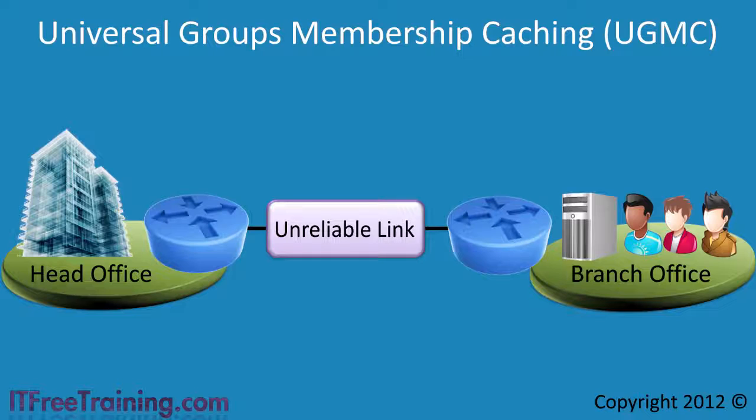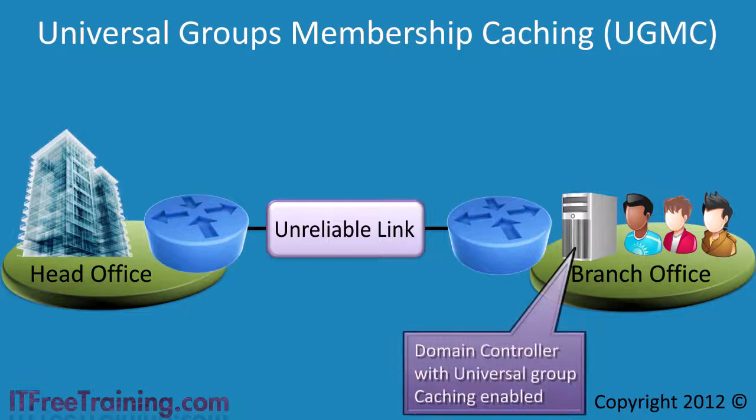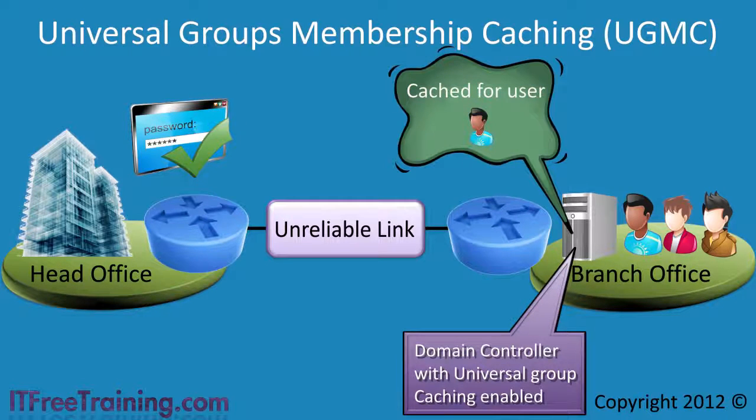The problem with this approach when you are using universal groups and the network is down is that users on that part of the network may have a problem logging in and accessing servers without a global catalog server. To get around this, you can enable universal membership caching on the domain controller. When you enable universal membership caching, the following happens. When a user logs in to that domain controller, the domain controller will contact a global catalog in order to obtain the universal group information.